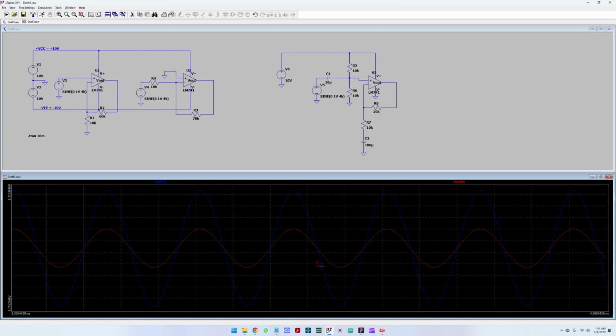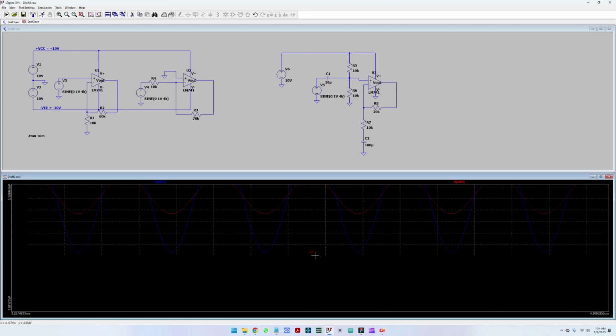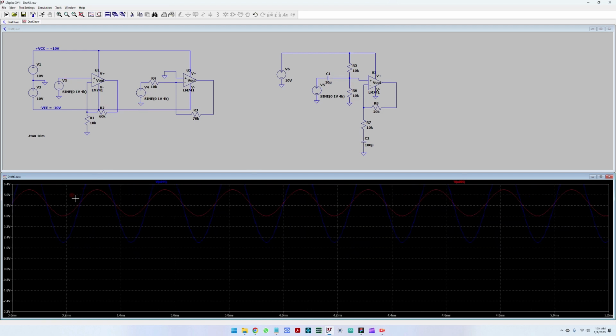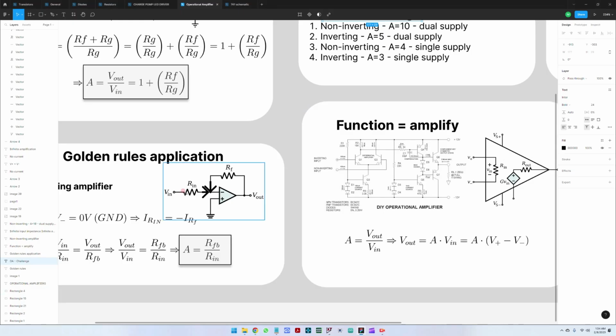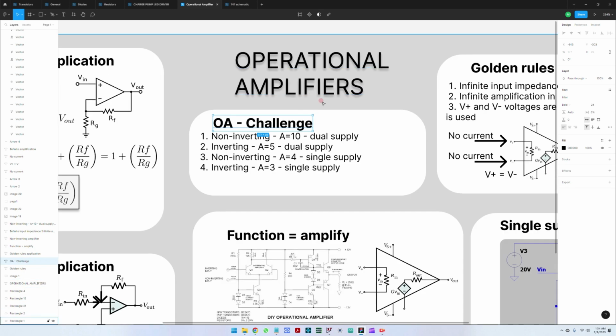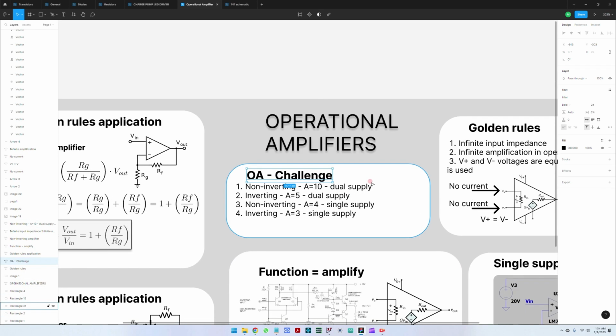The non-inverting input is scaled to the middle voltage level of the power supply, at 5 volts, because we have these two R5 and R6 resistors. Okay, let's do a zoom to fit so we can get an overview. Great. The last topic of the video is our small operational amplifier challenge.